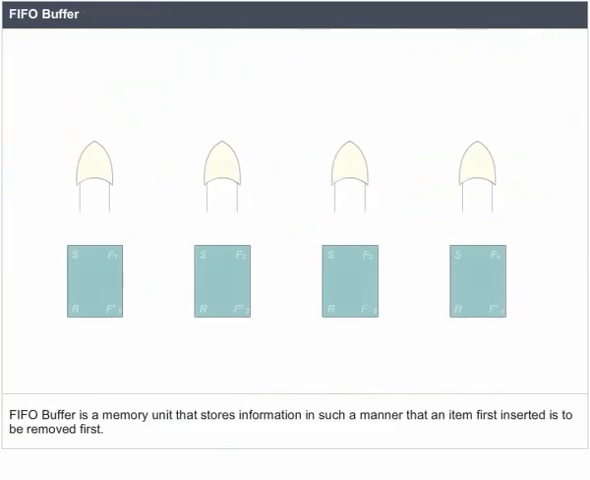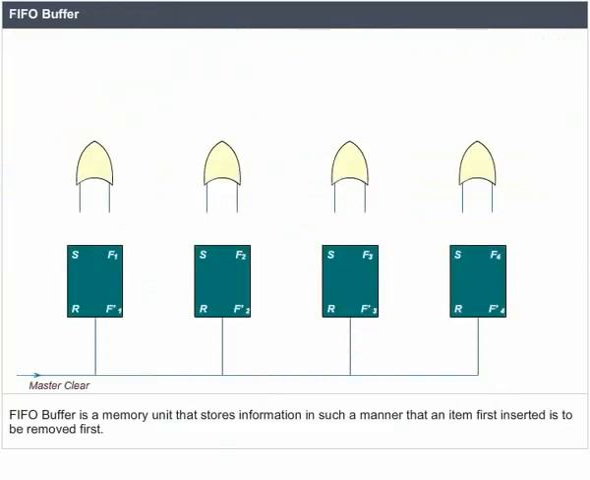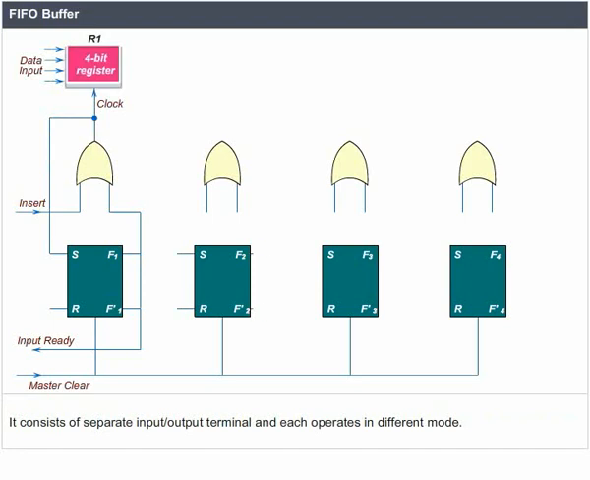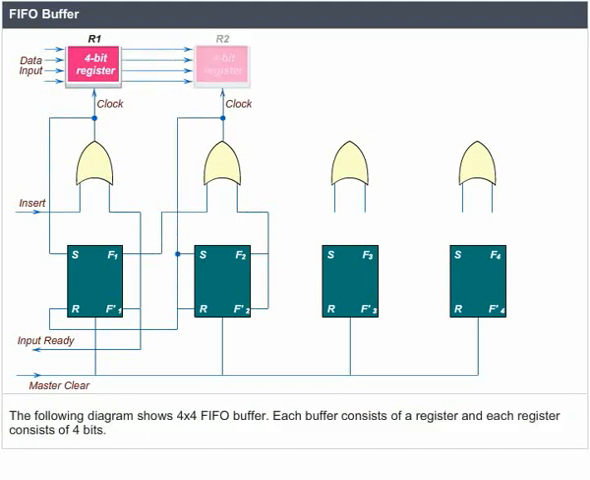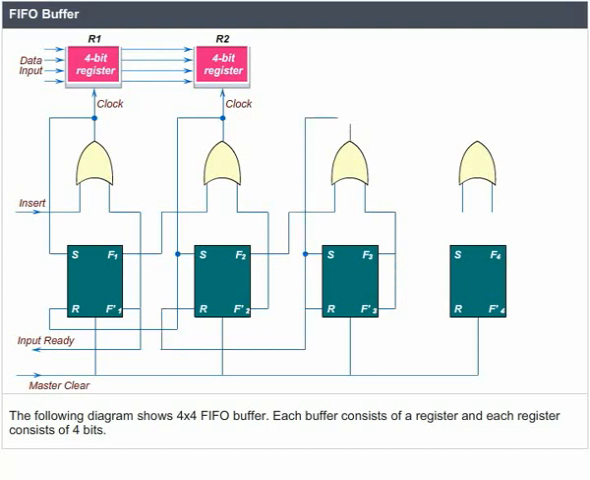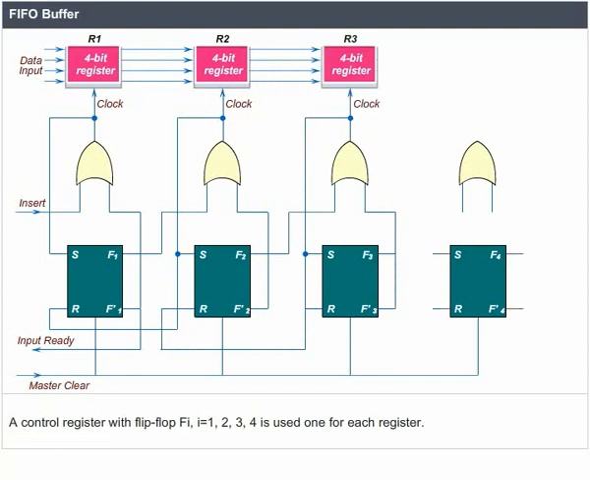FIFO Buffer. A FIFO buffer is a memory unit that stores information in such a manner that the item first inserted is removed first. It consists of separate input and output terminals, and each operates in a different mode. The following diagram shows a 4x4 FIFO buffer. Each buffer consists of a register and each register consists of 4 bits. A control register with flip-flop Fi, i equals 1, 2, 3 or 4, is used, one for each register.